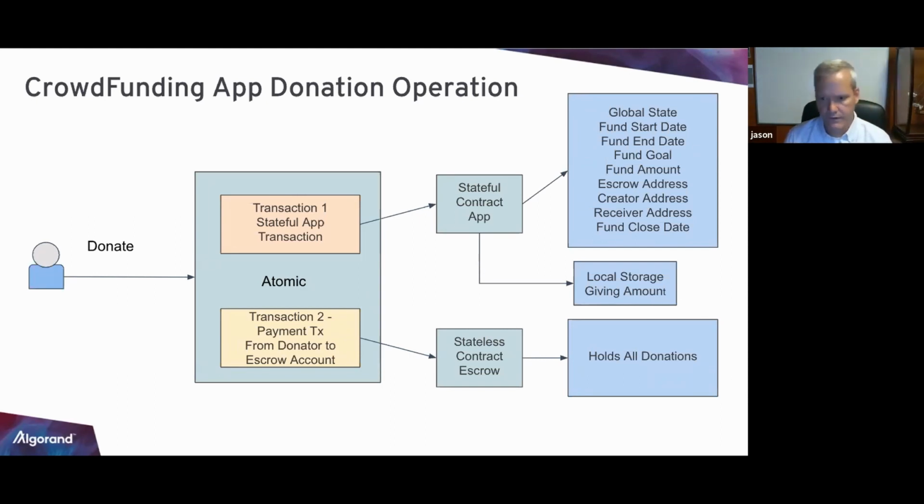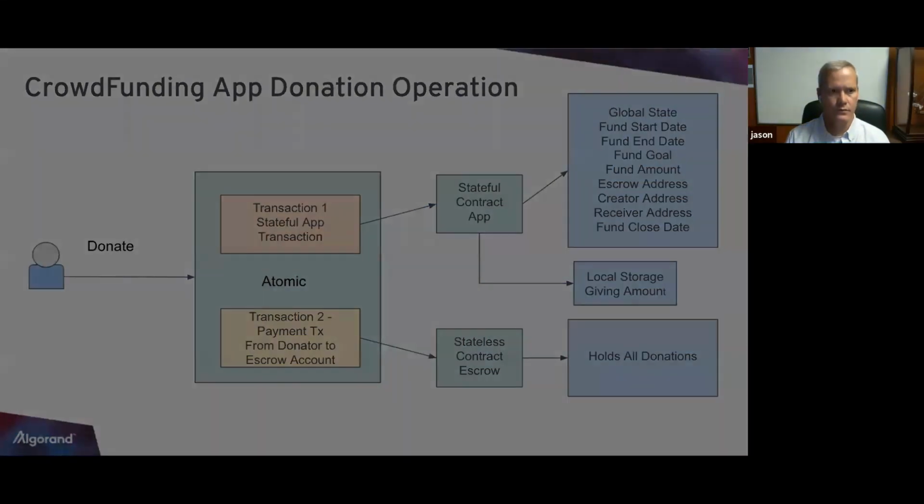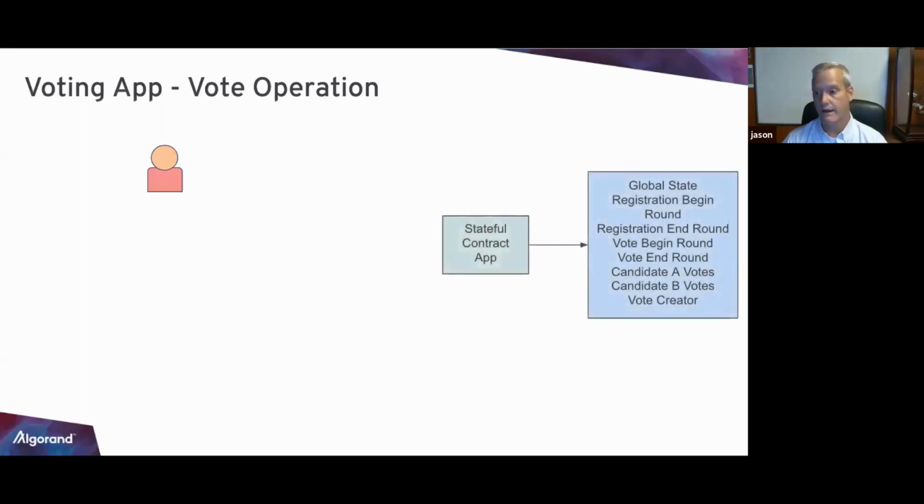All right, so those are three basic layer one features of Algorand. Let's walk through another example. Let's say we have a voting rule. I've got a user that wants to vote, and so I create a stateful smart contract that has a similar type of thing, global variables, but mainly think about candidate A votes and candidate B votes. That's where an individual is going to vote for one of those two candidates.